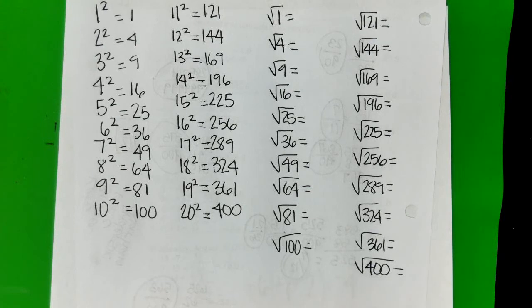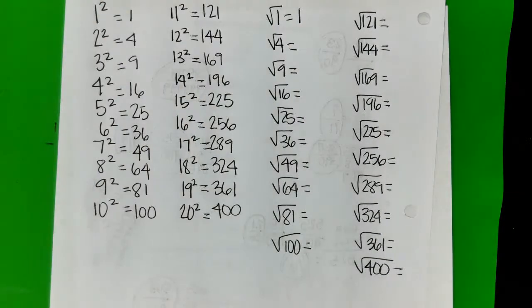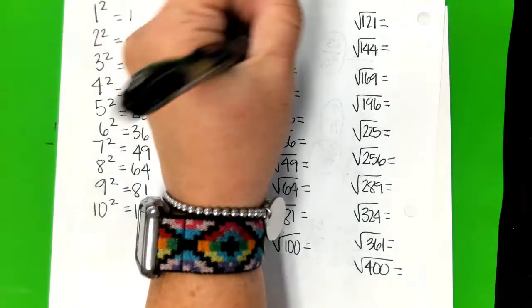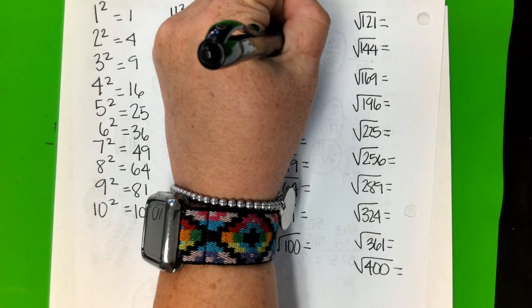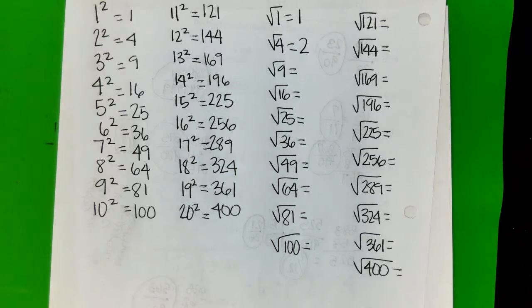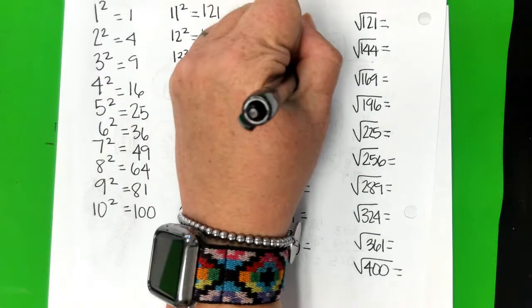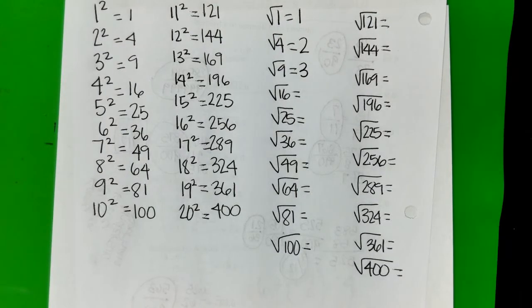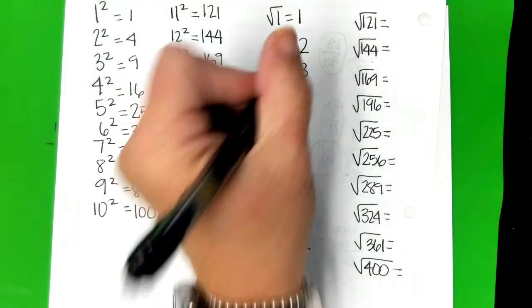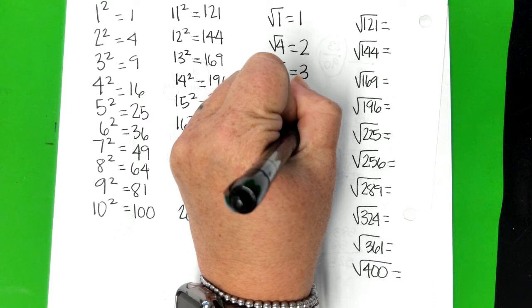Okay, so the square root of 1 is 1. The square root of 4? 2. The square root of 9? Catching on? Square root of 16? I've got them in order, so you can just go down.